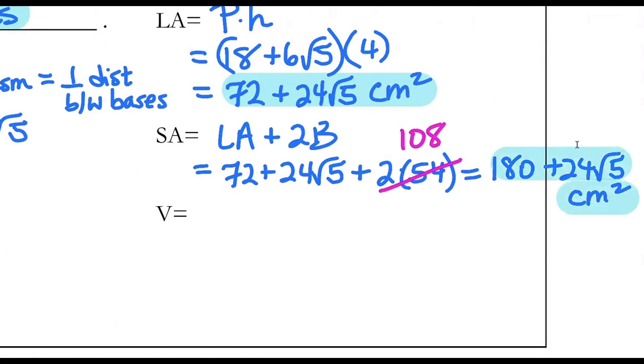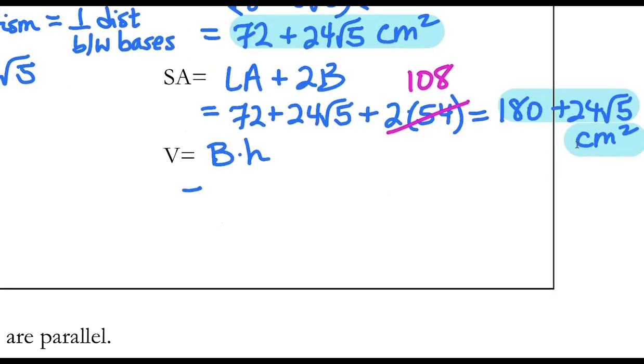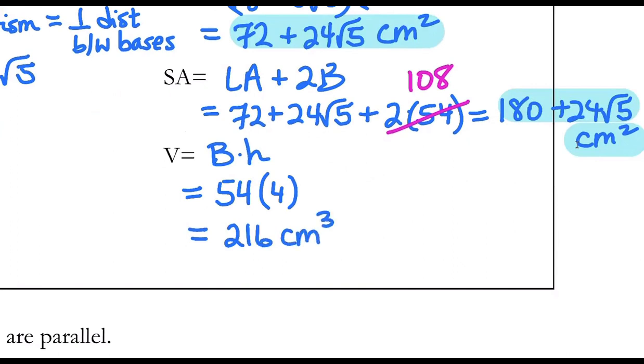Okay, and then lastly, volume. Volume is base area multiplied by height, which would be 54 was our base area, 4 was our height. That's 216 centimeters cubed.